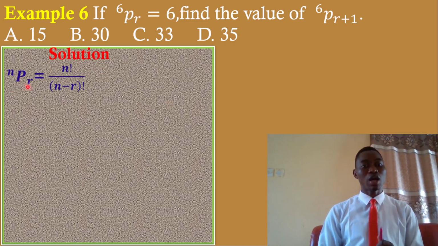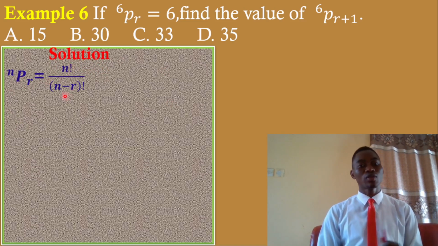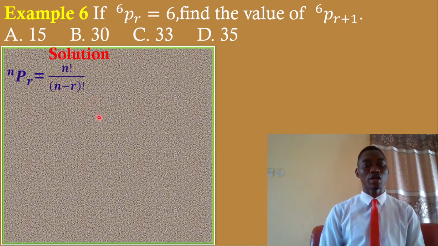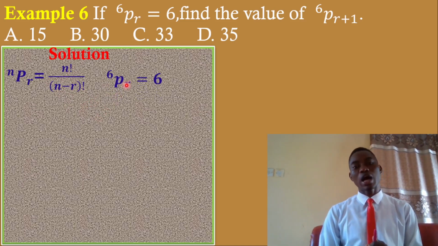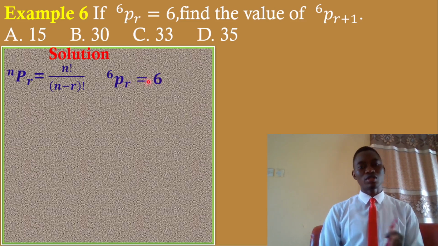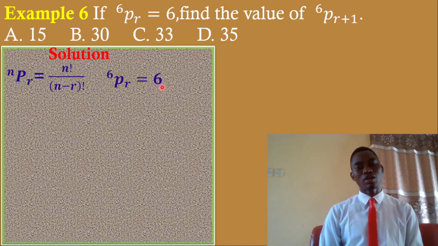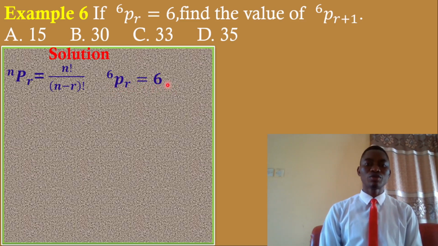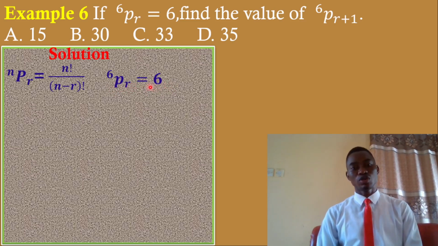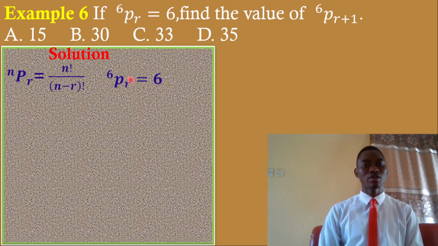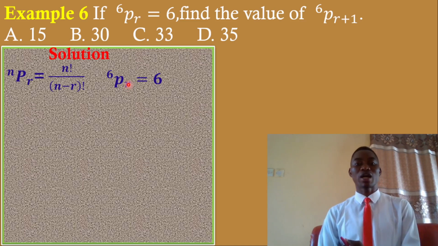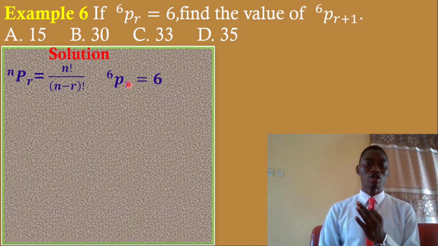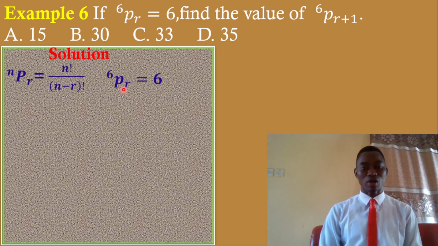nPr is equal to n factorial upon (n minus r) factorial. Now, we are given 6Pr equals 6. This is an equation, and in an equation, we try to solve for the unknown. So in this case, r is an unknown, but we can apply the formula of permutation to get our r.